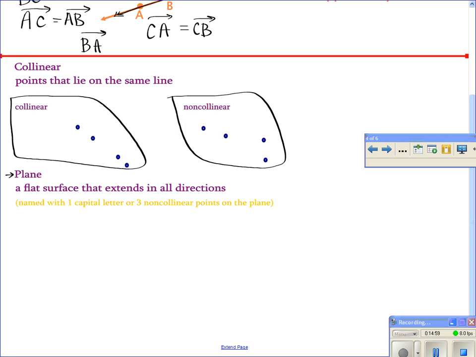Plane. Another vocab word. We're almost done with the vocab, I promise. A plane is a flat surface that extends in all directions, so it's like a piece of paper that keeps growing and growing and growing and getting bigger, but it never grows up or down. It's just a flat surface that is enormous. Again, most important part as far as homework goes, named with one capital letter or 3 non-collinear points. That's the important part that you'll need to know for the homework. One capital letter or 3 non-collinear points.